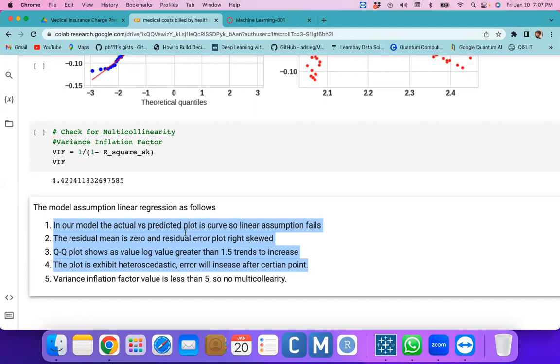The assumptions are linearity, normality in the residuals, heteroscedasticity and multicollinearity, and this kind of thing. We need to check and test all these assumptions. If all the tests are passed, then your model is good, and whatever score we are getting is correct. If these assumptions are not met and you're getting a high score, that means your model is not correct. That's what I'm finally trying to tell you.